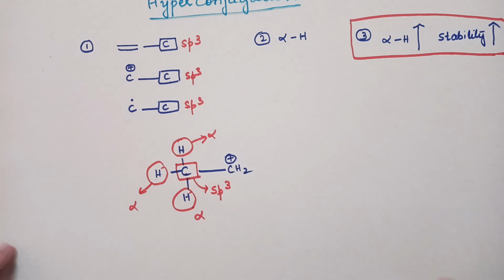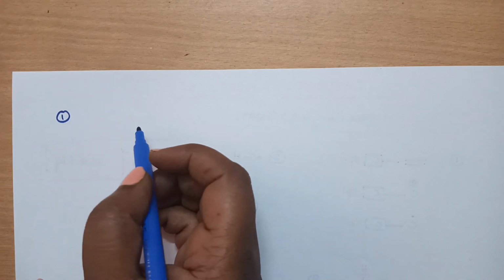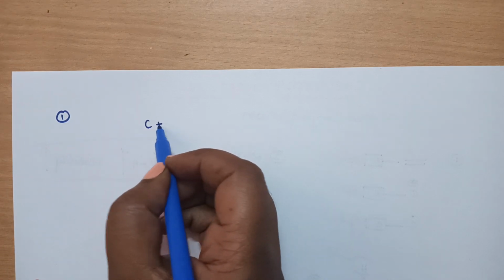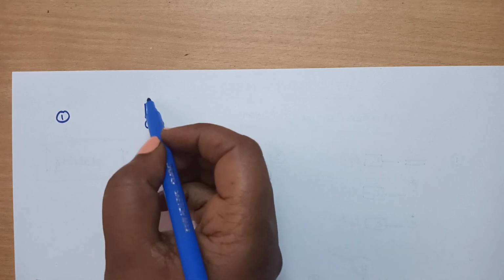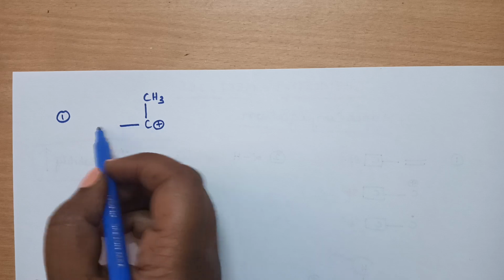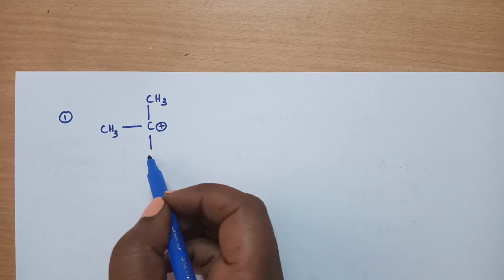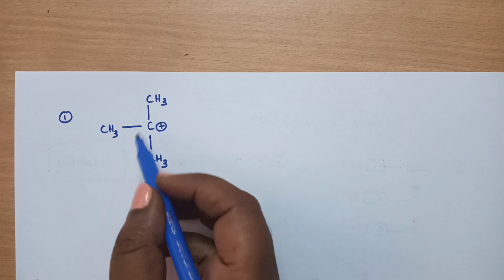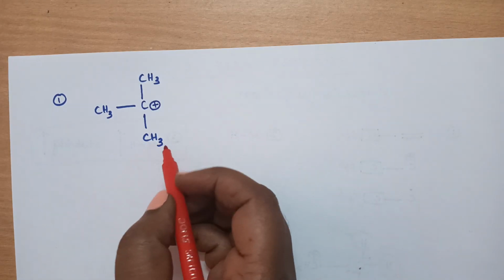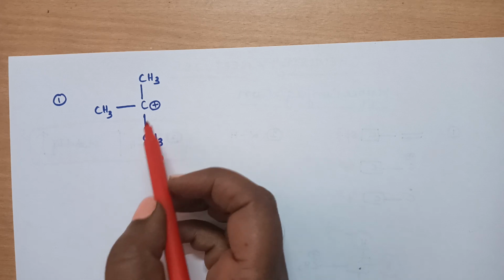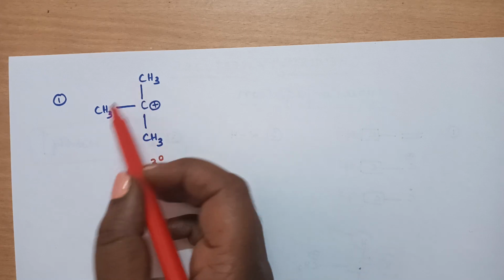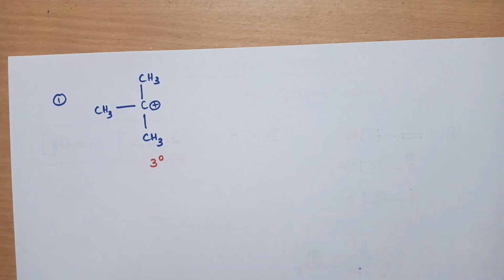So now we'll take carbocation and we'll find stability in carbocation. So first we will take tertiary carbocation. So carbon positive sign. So to this CH3, CH3 and CH3. So 3 methyl groups are attached. So this will be tertiary carbocation. If carbocation is attached with 3 carbon, it is tertiary carbocation.